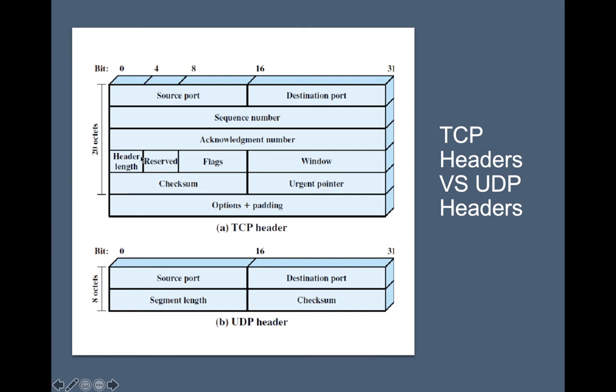Then, if you see it, the header length is only 4 bits, but as I said, the total header is up to 60 bytes, or at least 20 bytes. If the header length is 4 bits, that means 2 to the power of 4, which is 16, so it can only have a length of 16. It can have 1111 at maximum.